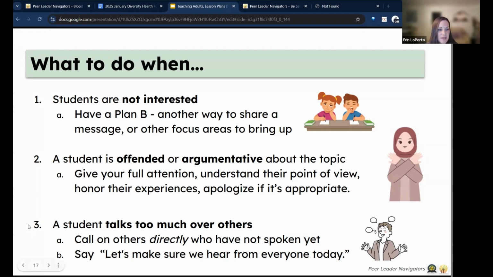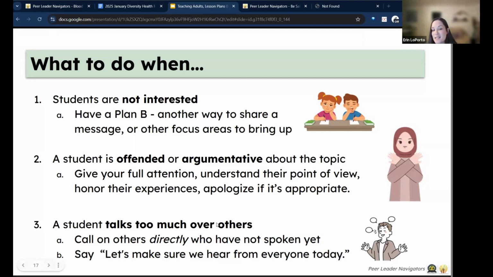Okay, my last one on this topic is what to do when a student talks too much over others. There are some people who really like being students. I'm actually one of those people. If there are questions to answer, I'm ready to answer them, and so that's something for the teacher to manage. That's a classroom management thing. Some things you can do are call on others directly, by name, point to them directly, to start getting other students to answer some of those questions.